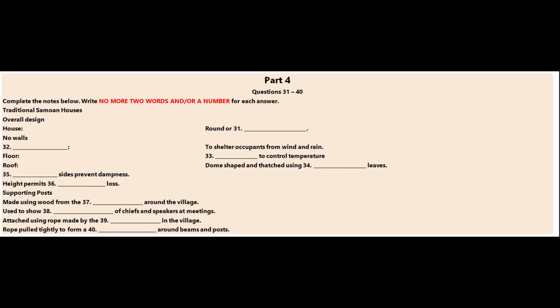And as you can see in this picture, the rope was pulled very tightly and wound round the beams and posts in a complex pattern. And in fact, the process of tying it to the beams so that it was tight and strong enough to keep them together is one of the great architectural achievements of Polynesia.